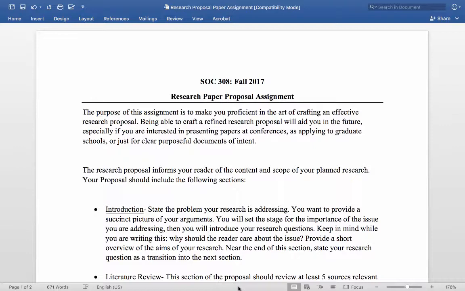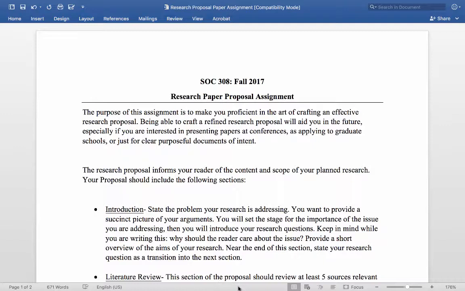In the introduction, you're going to state the problem that your research is addressing. You want to give a succinct picture of your arguments, and you're going to set the stage for the importance of the issue that you're addressing. Then you're going to introduce your research question. Keep in mind when you're writing this: why should the reader care about the issue?